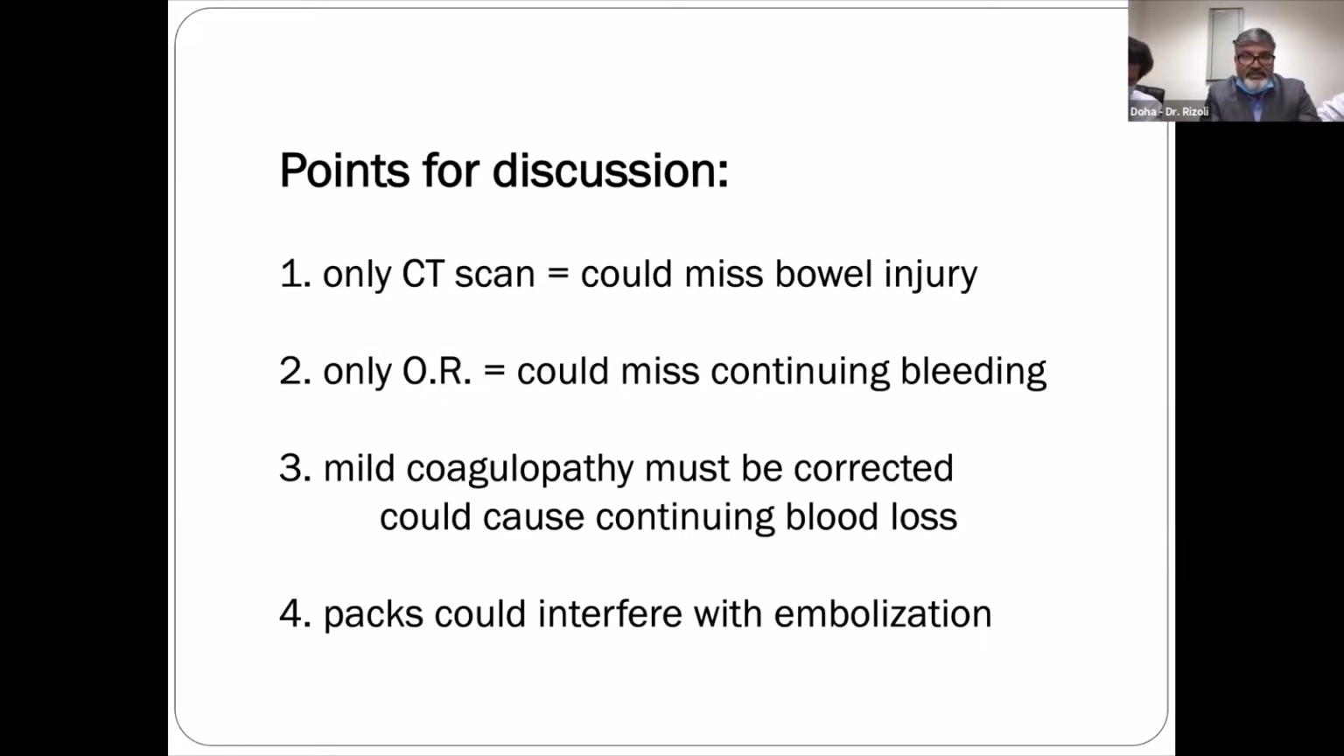The mild coagulopathy, which we saw on the ROTEM, we need to correct that, because if significant, it might prolong the blood loss, and again the patient would have been dependent on transfusions and the complications associated with that.